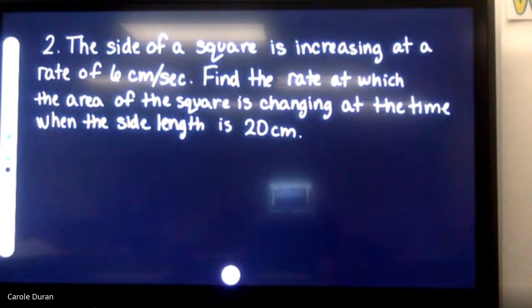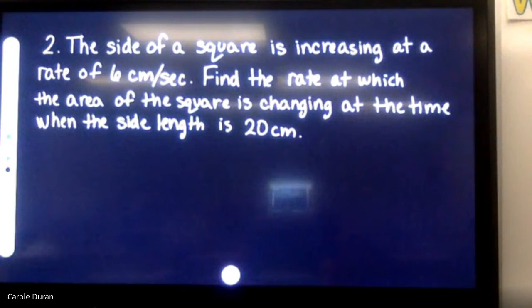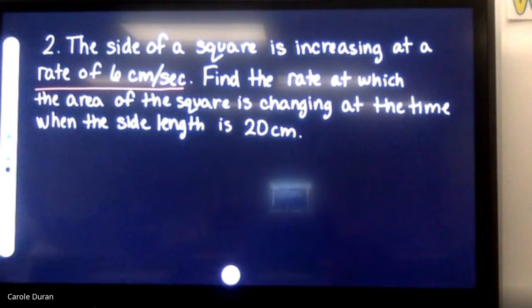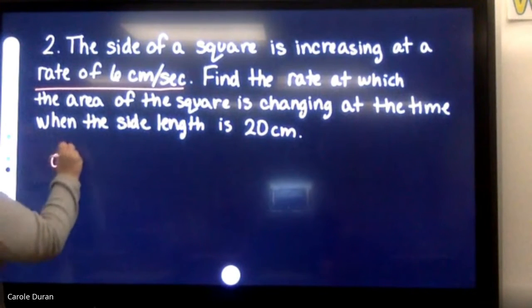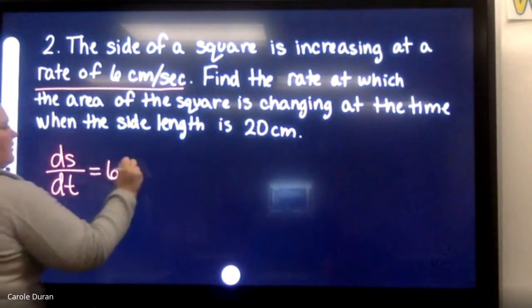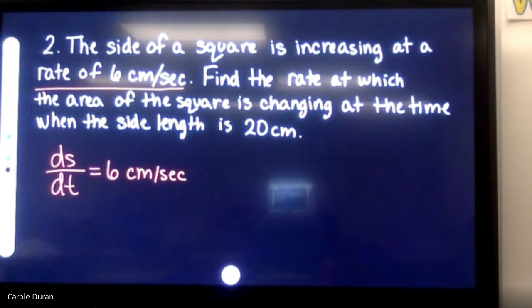She's hydrating, it's fine. Okay, just like before, we need to pull out the information that we know and then find the information that we're going to be solving for. So what's the first piece of information that I get from this problem? The rate at which what is changing? The side of the square. So that's going to be ds/dt, the rate at which the side is changing in terms of time. It's always d something over d something. So side in terms of time makes it ds over dt, and it is 6 centimeters per second.